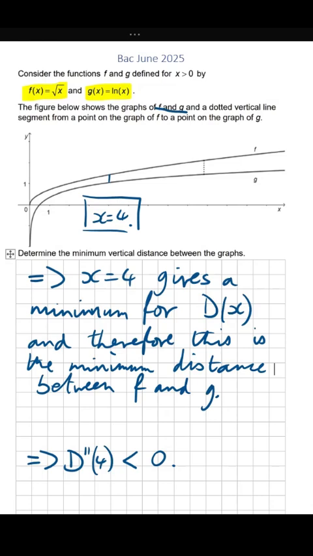Always the last thing that I want to do in any question is make sure that I've actually answered the question. They said determine the minimum vertical distance between the graphs. I followed all the steps and I summed up by saying that therefore this is the minimum distance between f and g, and therefore I know that I am done and dusted.